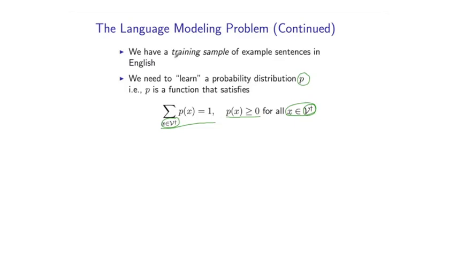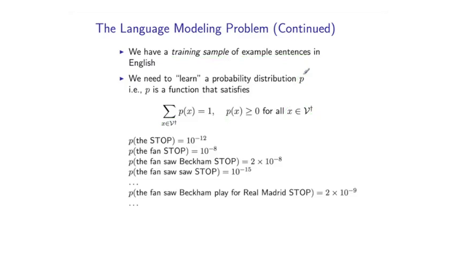So our task is going to be to take a training sample of example sentences as input and output some function P as the output of this process. So here are some examples. We might, for example, assign the probability 10 to the minus 12 to the sentence composed of just the word the followed by stop. We might assign 2 times 10 to the minus 8 to this particular sentence, and so on and so on. We just assign a probability to every sentence in the language.